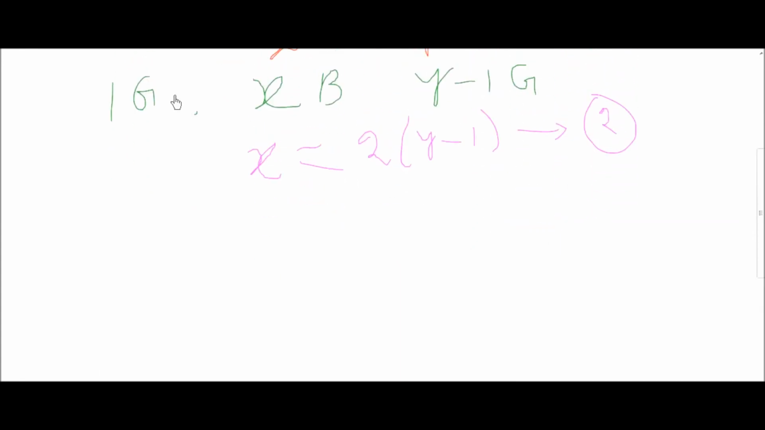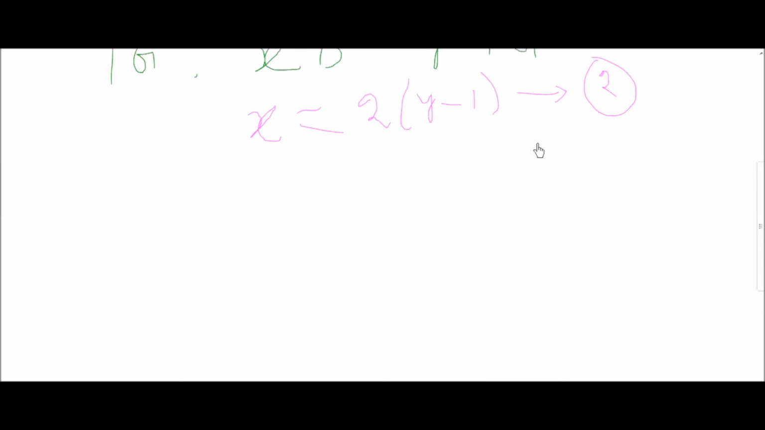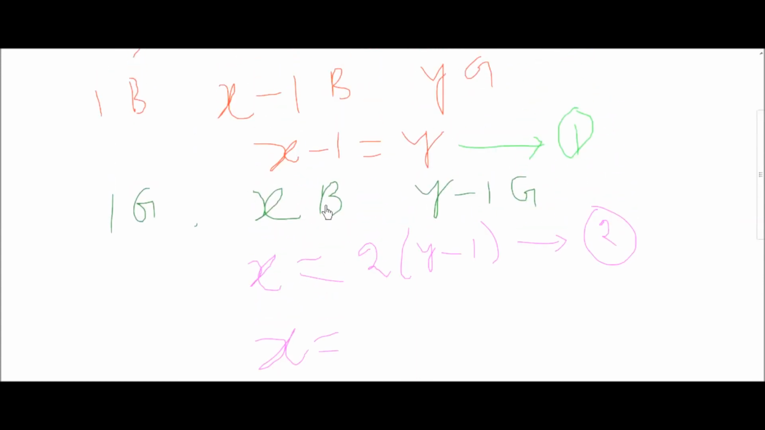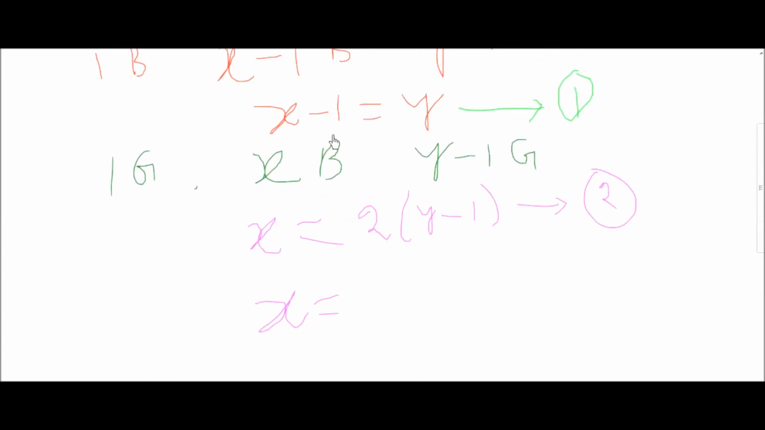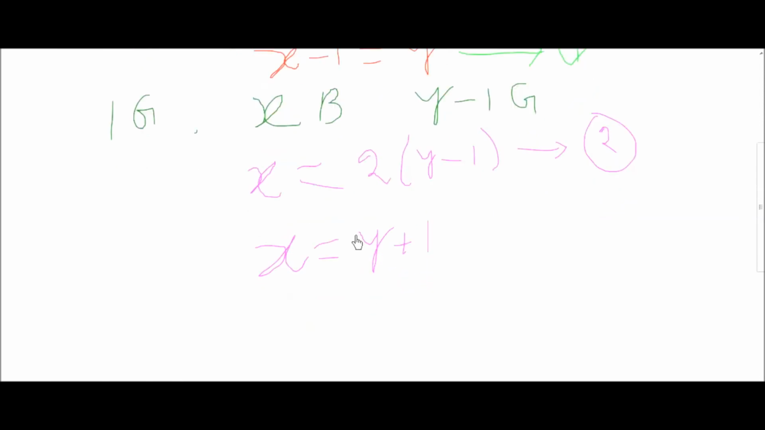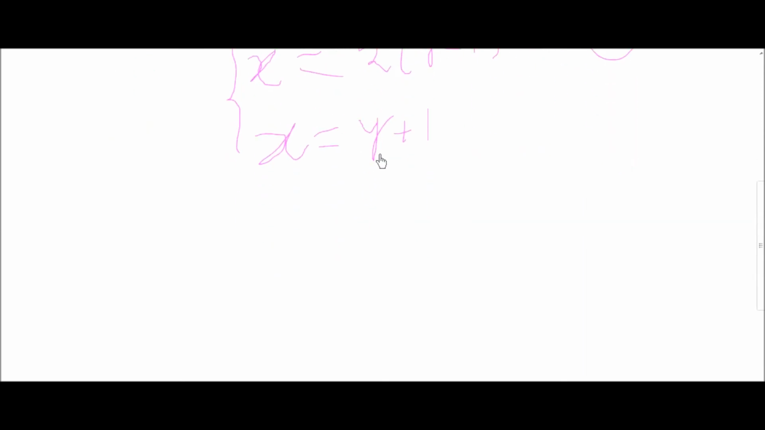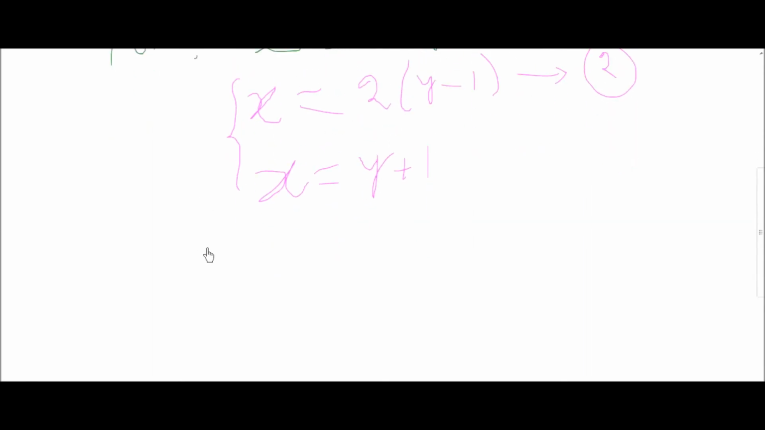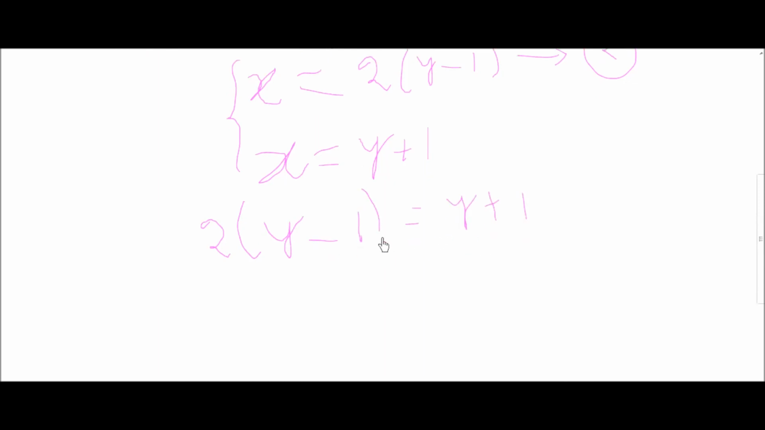I'll write out both the equations now. We have the second equation here, and I'll write the first equation here: x minus 1 equal to y. When we add 1 on both sides, plus 1 and minus 1 on the left-hand side make 0. So x equals y plus 1. These are the two equations we have right now. Eliminating x from both equations, we have 2 into y minus 1 equal to y plus 1.